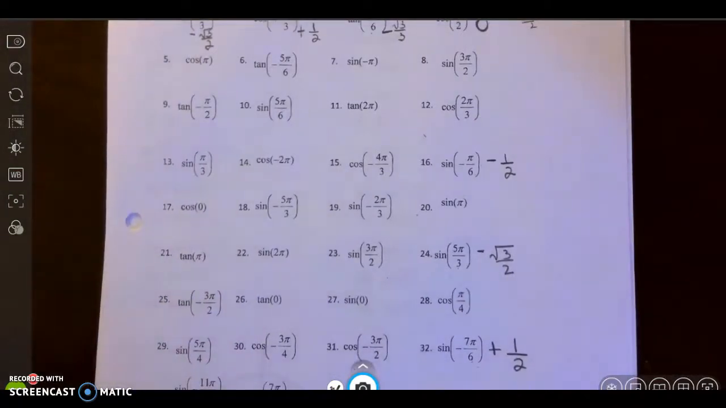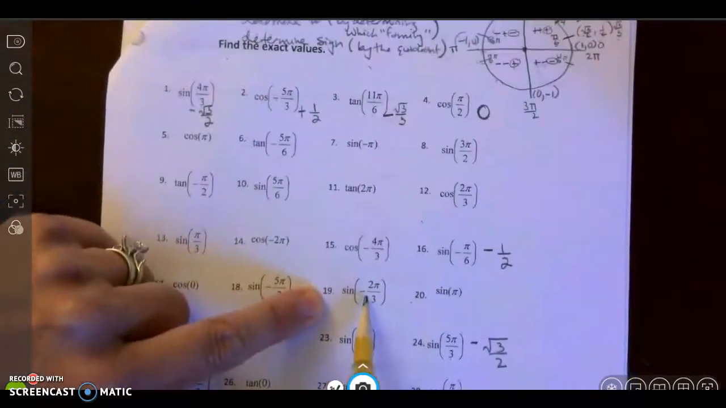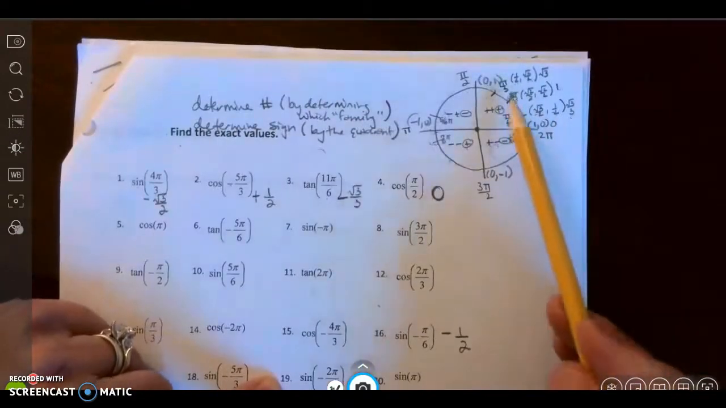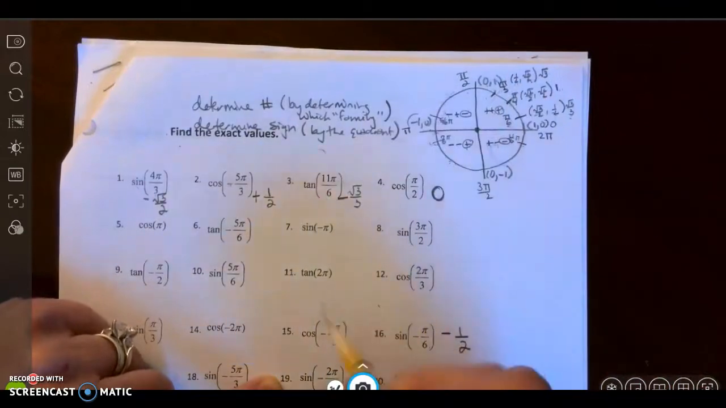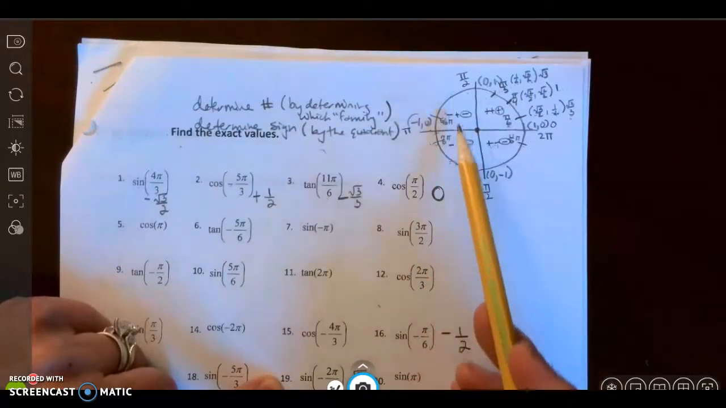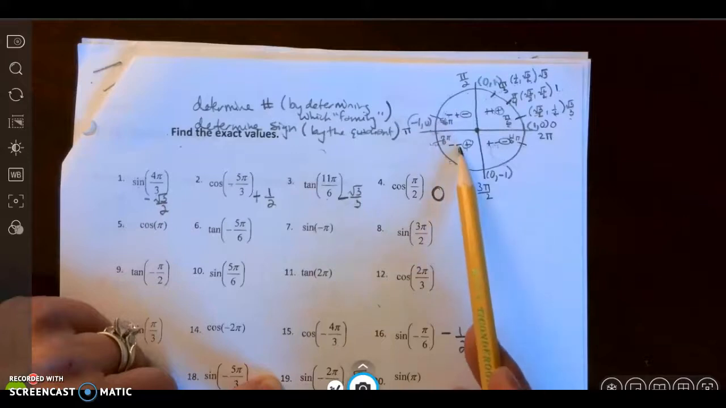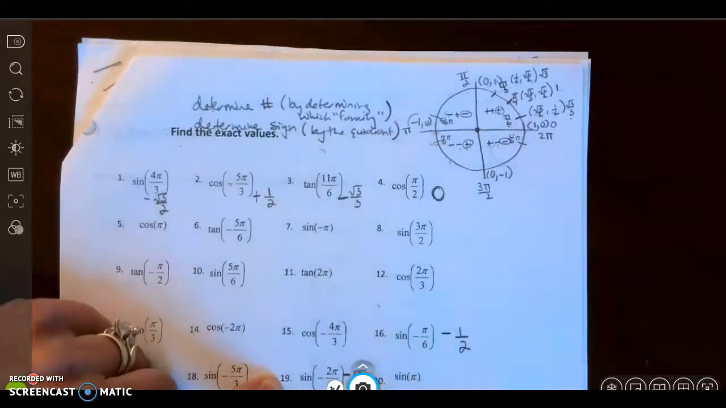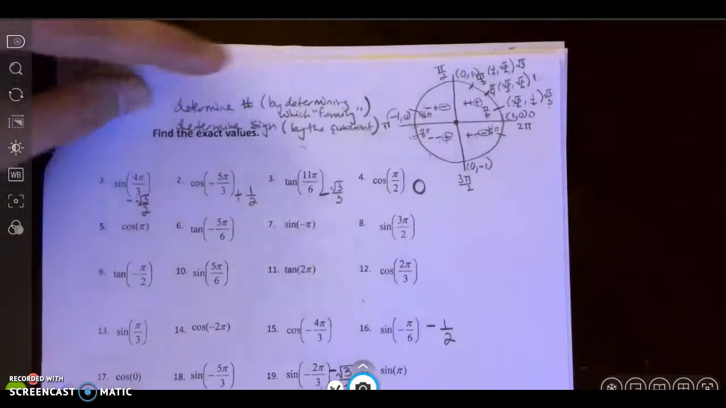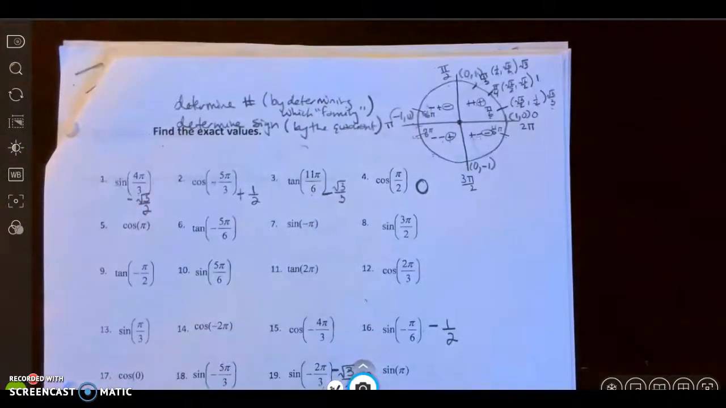Let's go ahead and do one more. How about 19, sine of negative 2 pi over 3. Sine, y coordinate of my pi over 3 family, still looking at square root of 3 over 2. And I know that 2 pi over 3 is here, which means negative 2 pi over 3 would be down here, and sine is negative. So again, you're always determining the number by the family, determining the sign by the quadrant.